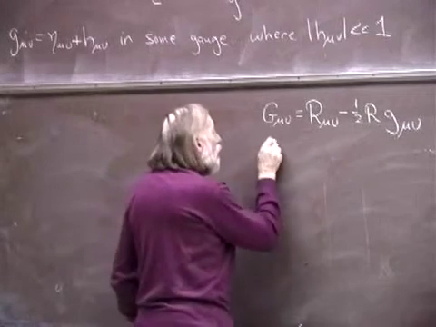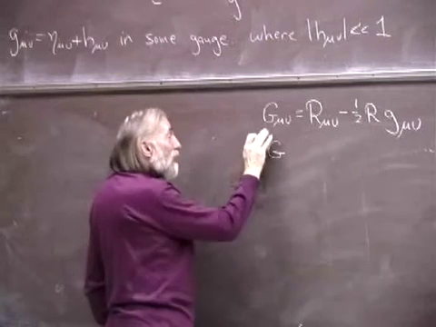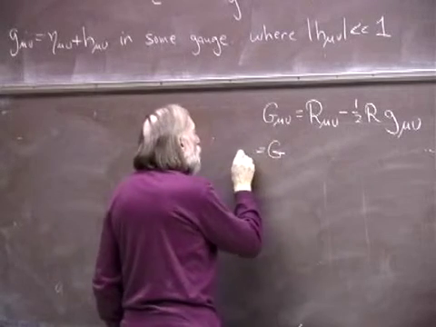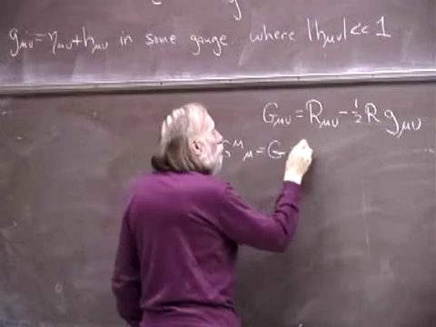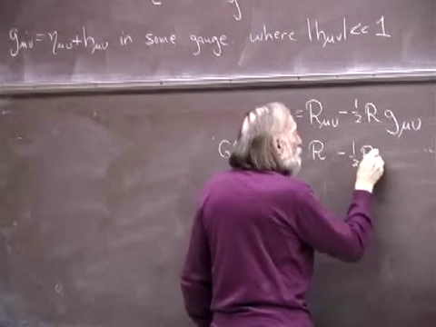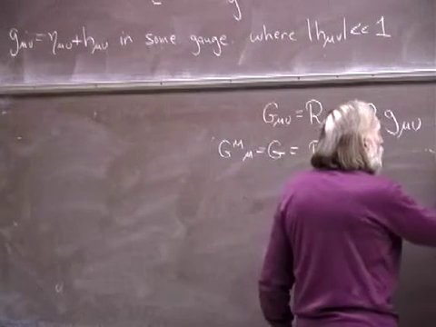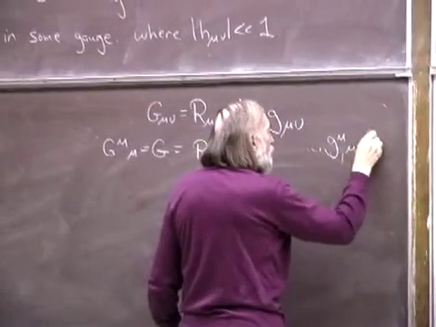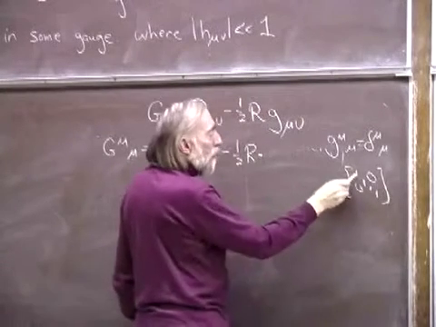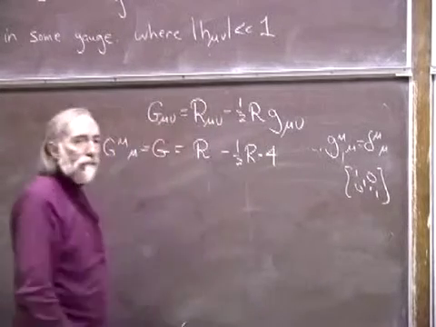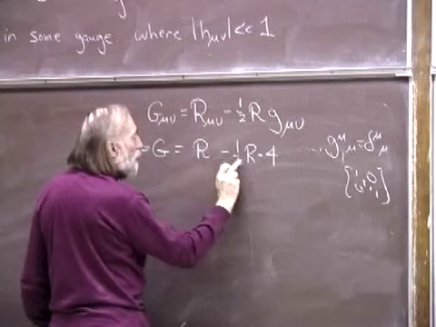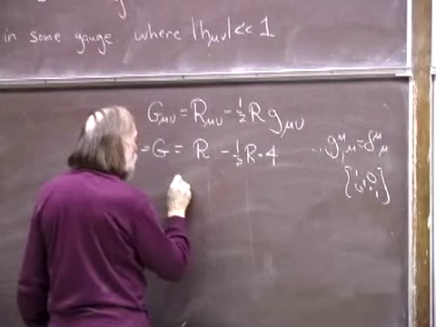And it's interesting to look then at the trace of the Einstein tensor. So I want to contract on the mu and nu indices. So G, by which I mean G mu mu, will be equal to the trace of the Ricci tensor, which is R, the Ricci scalar, minus 1/2 R times the trace of the metric. Well, the metric with indices up and down is the Kronecker delta. And that is just 1, 1, 1, 1 with zeros. And so the trace is 1 plus 1 plus 1 plus 1, which is 4. And so it's the Ricci scalar, or the curvature scalar, minus 4 times 1/2 times R, so minus 2R, so it's minus R.